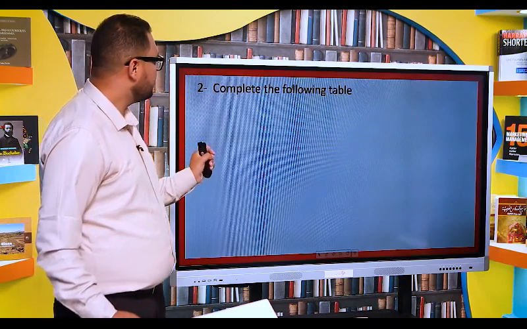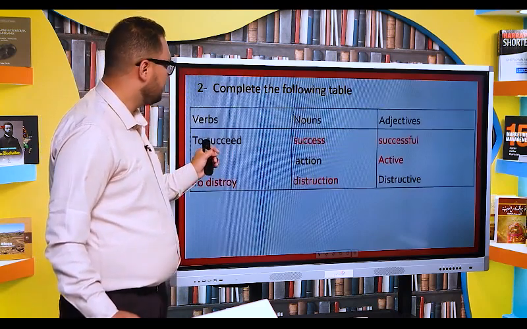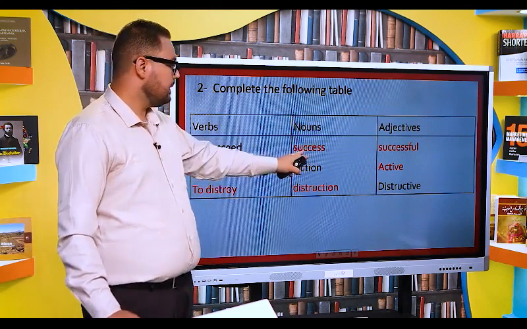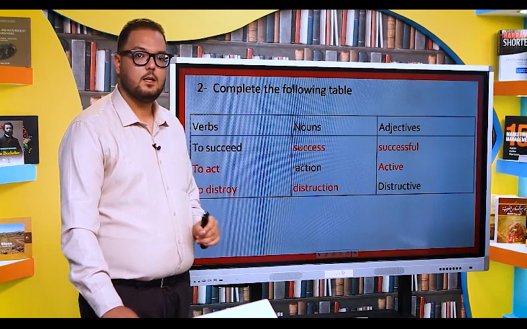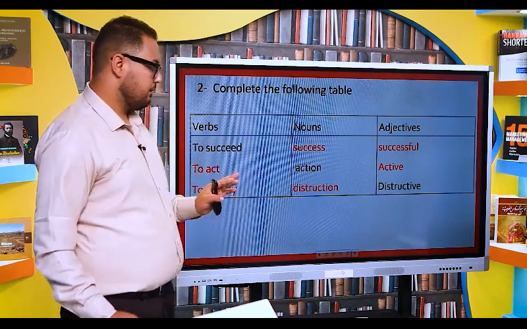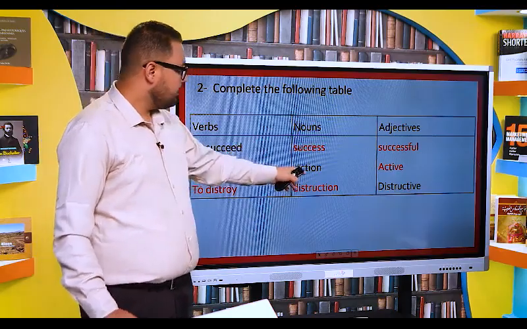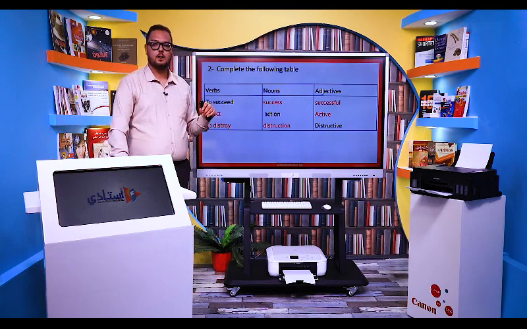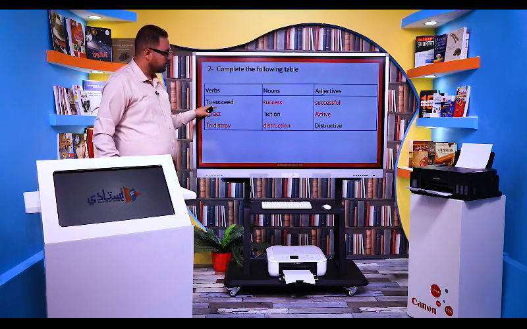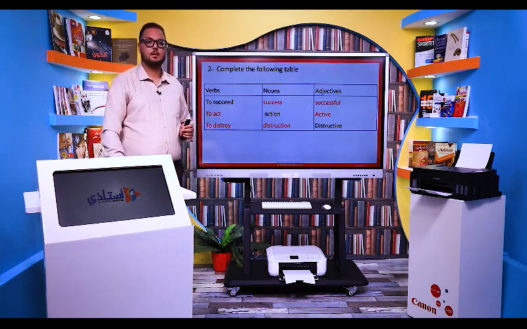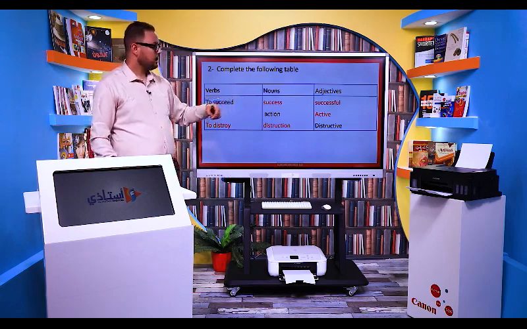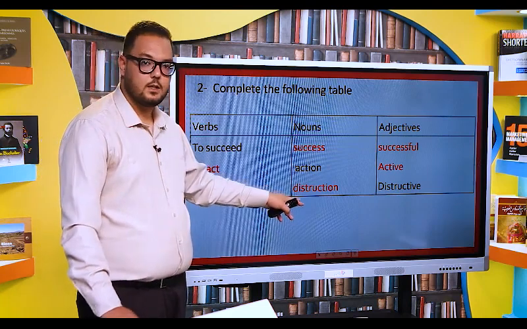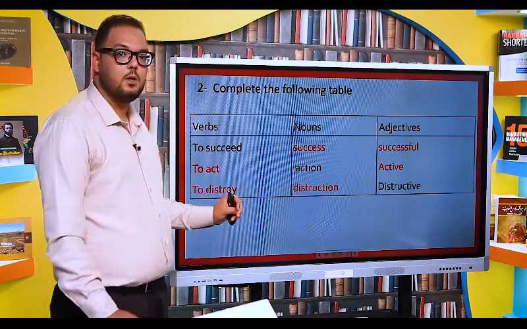Question number 2, complete the following table. You have the verb "to succeed". Its noun is "success" and its adjective is "successful". Now we have the noun "action". Its verb is "to act", and its adjective is "active". The adjective "destructive", its noun is "destruction" and its verb is "to destroy".